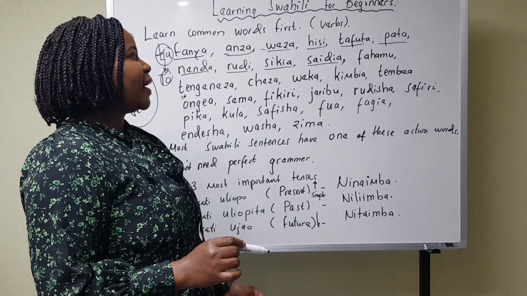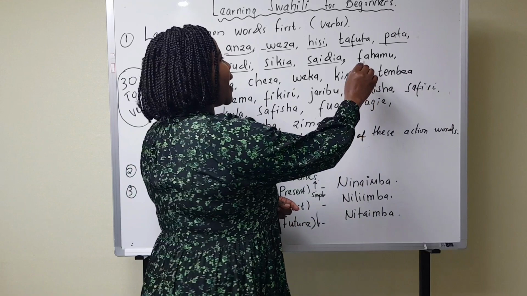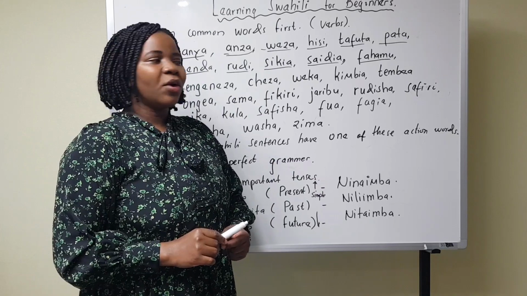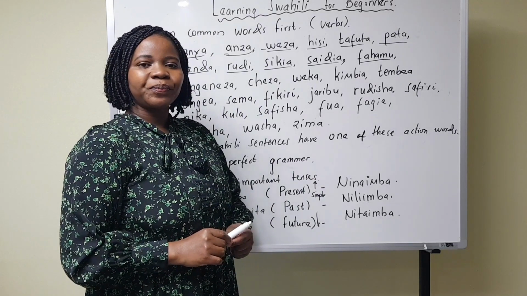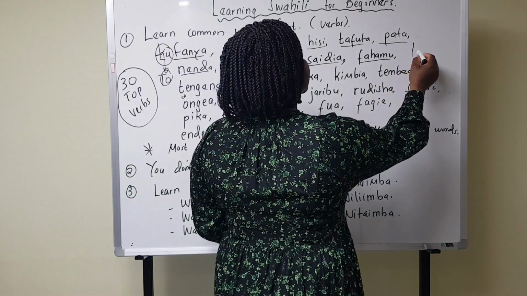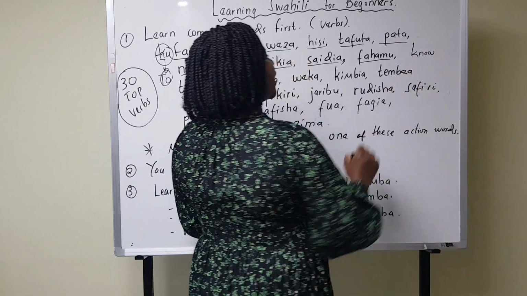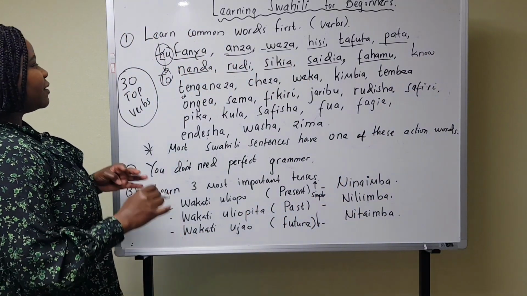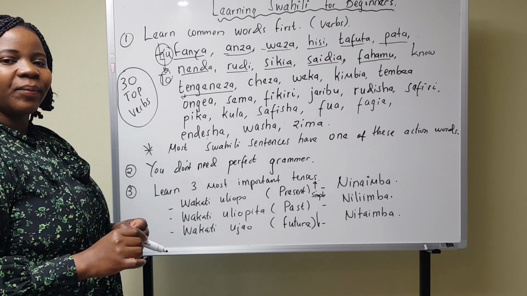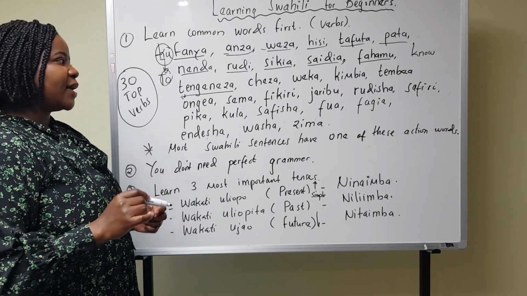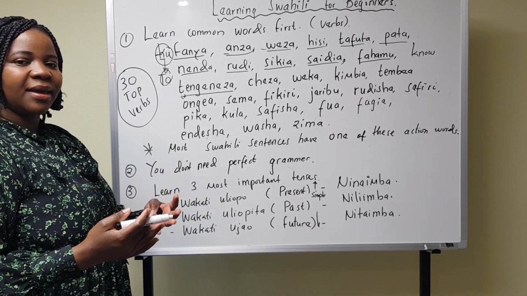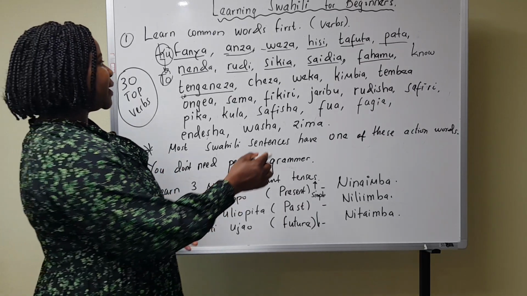Help. Okay? And another verb is fahamu. Fahamu, which means know. Know. Like this. Know. Okay? Fahamu. Another verb is tengeneza. Tengeneza, which means make. Tengeneza, make. Okay? And another verb is cheza.